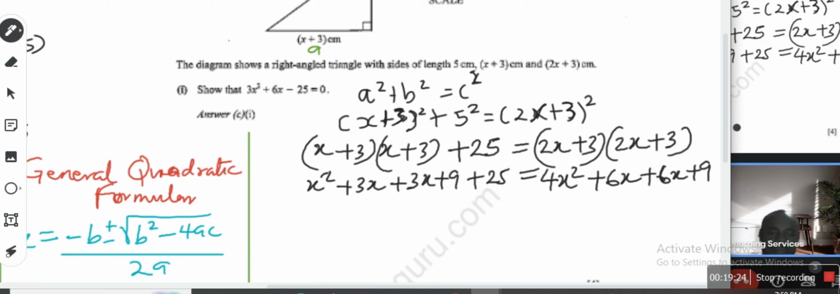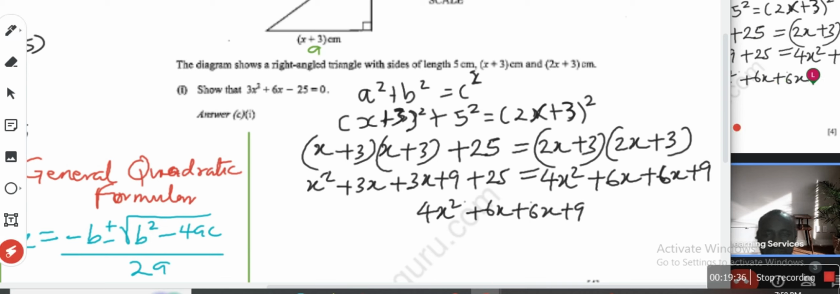So I already have 4x squared on the right-hand side plus 6x plus 6x plus 9. All of them on the right-hand side. So I can move all these other ones on the left to it. Starting with x squared, it crosses over and becomes minus x squared. This one crosses over and becomes minus 3x.